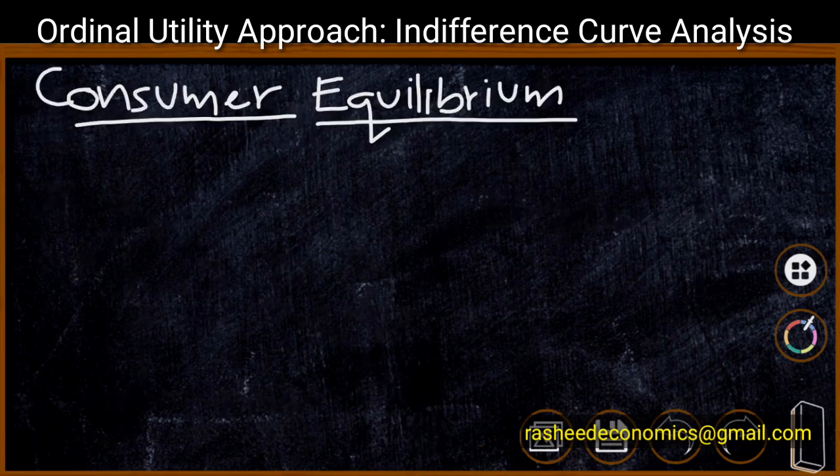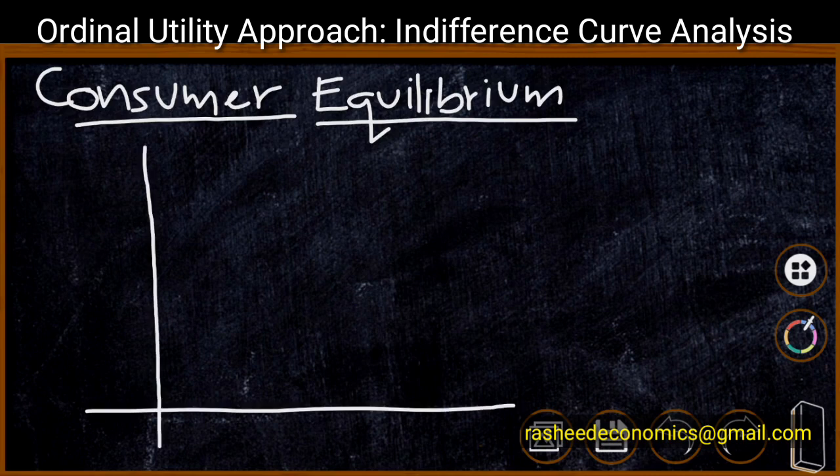Now let us move to the consumer equilibrium. In order to reach consumer equilibrium, we need to combine two diagrams, the diagram of the indifference map and the diagram of the budget line or income price line. Therefore, we are going to combine the budget line and indifference map in this diagram.